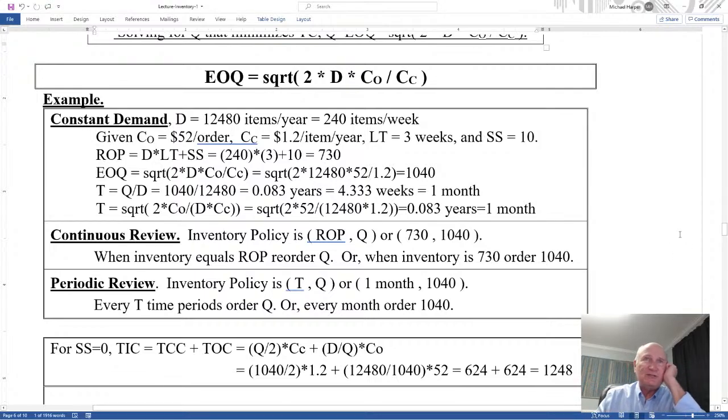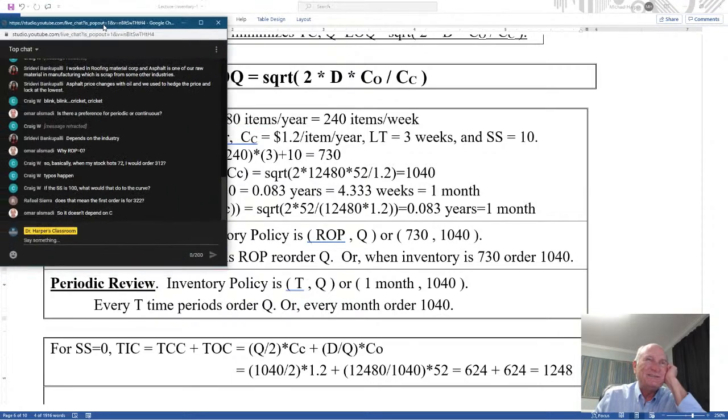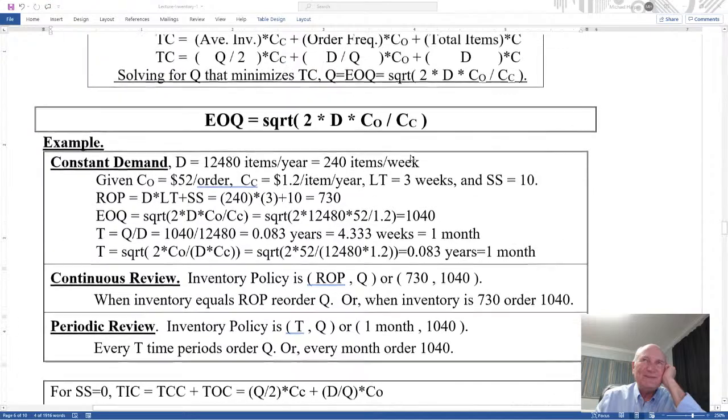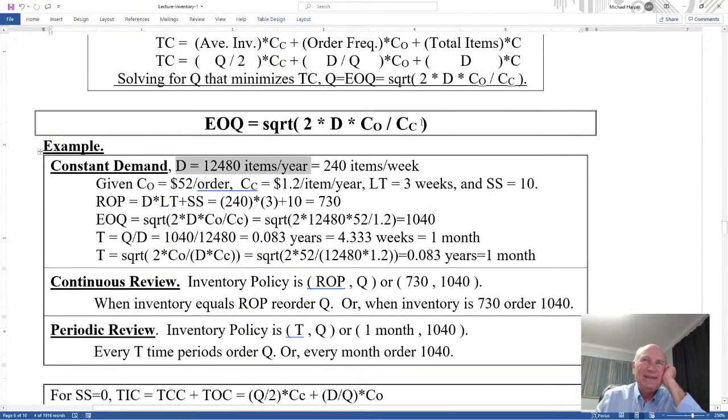So it's simple, but let me just show you. Okay, again the example. Demand is 12,480 items a year. Omar, so it doesn't depend on C. I'm so glad you asked that. The answer is no, it doesn't. Not here. But later it will.